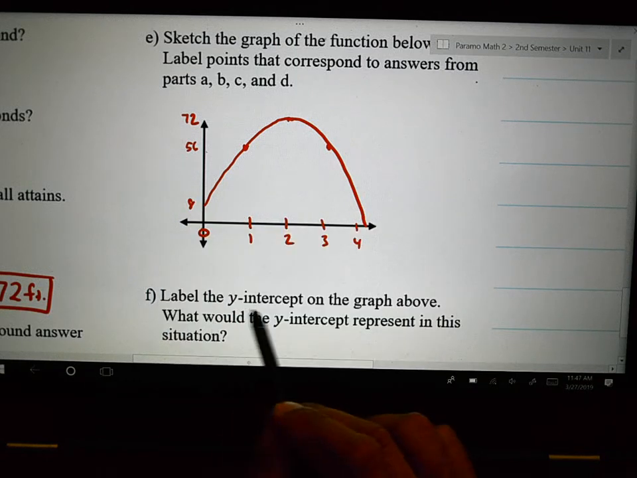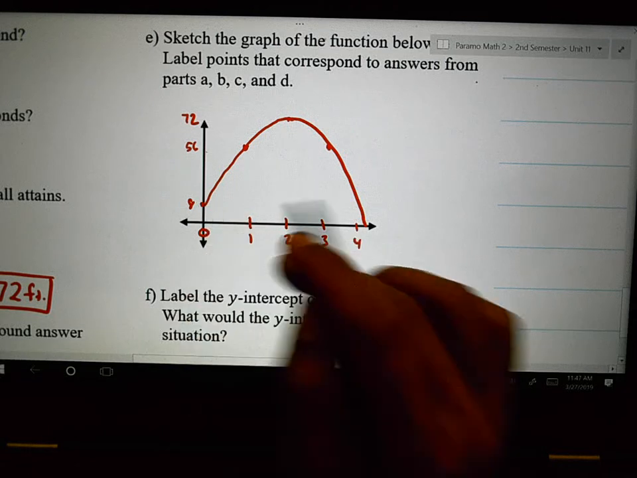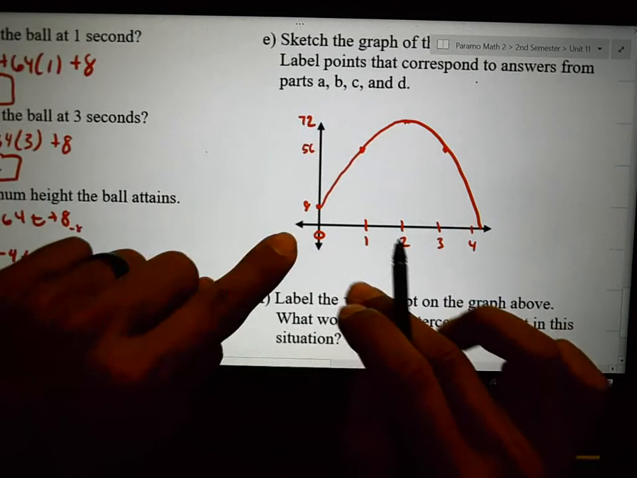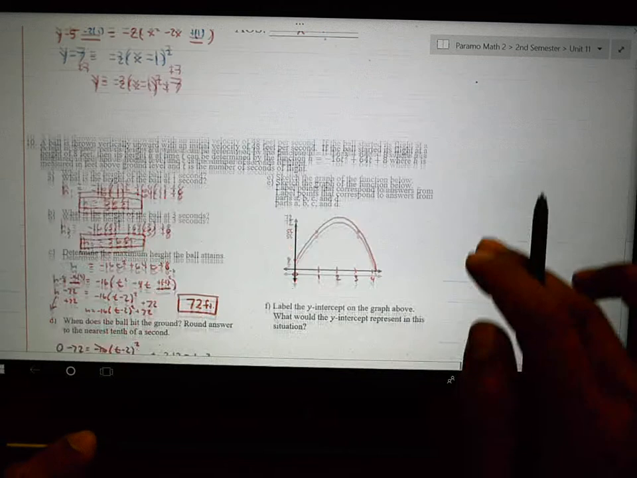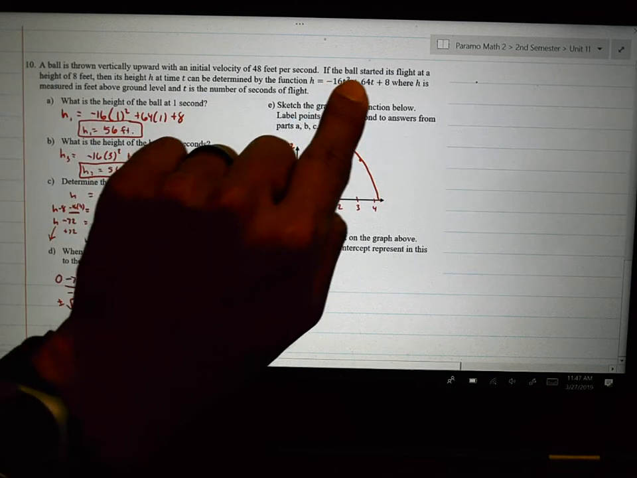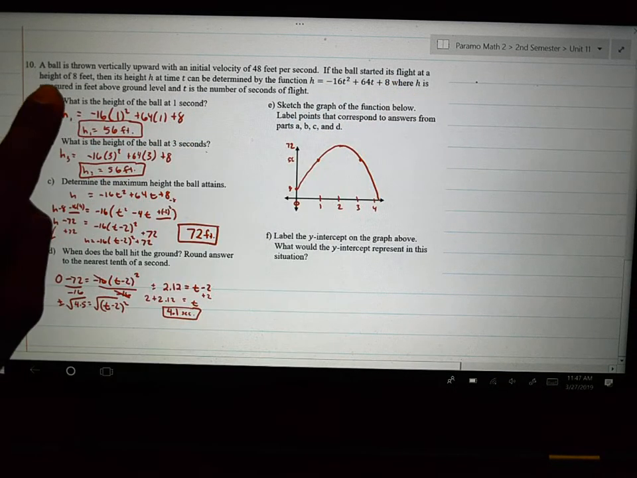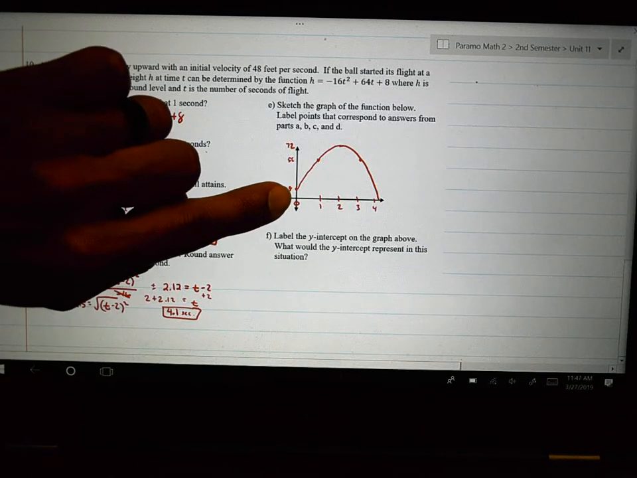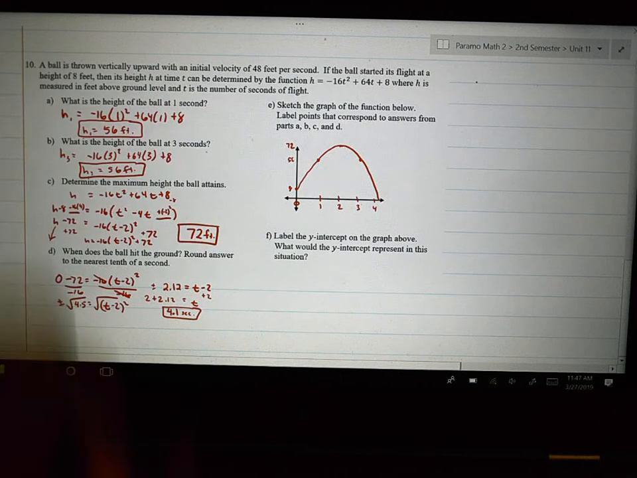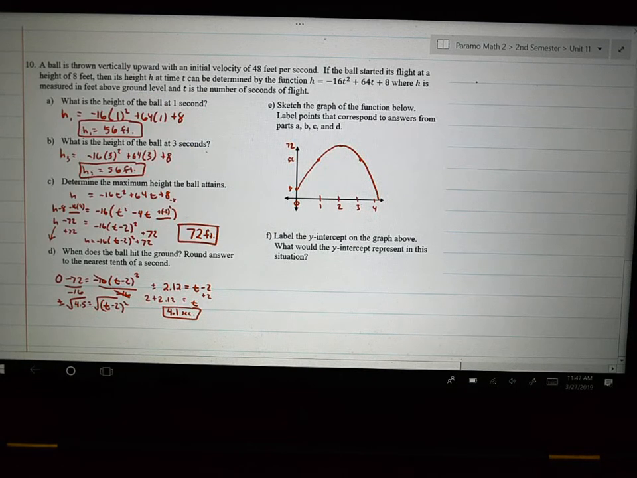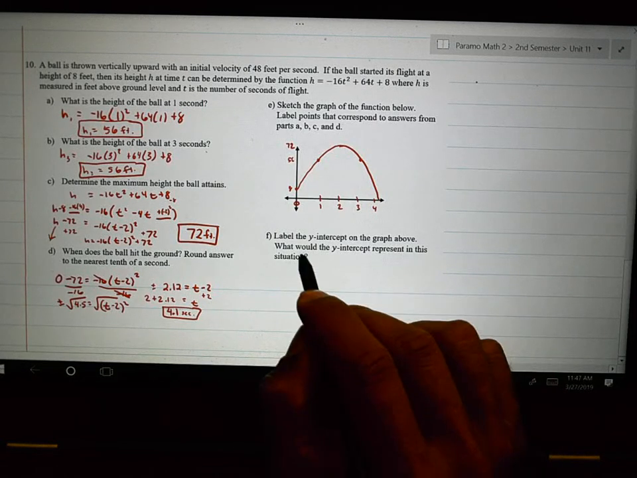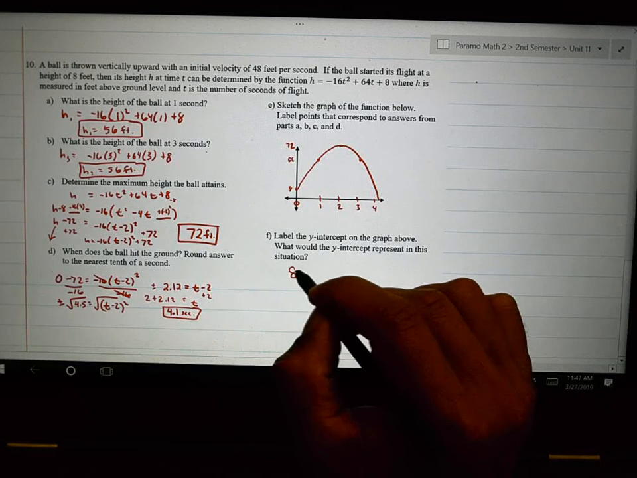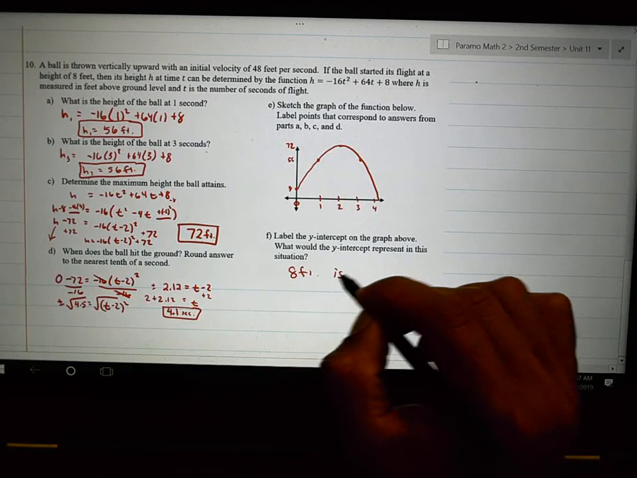Label the y-intercept on the graph. Here's the y-intercept. Why did I start there? Because in the problem, it says the ball started its flight at a height of 8 feet. Starts on a hill, or maybe it's on a table or a ladder. I don't know. Or maybe that's where the spring is. I'm not sure. The y-intercept, what would the y-intercept represent? 8 feet is the starting height.